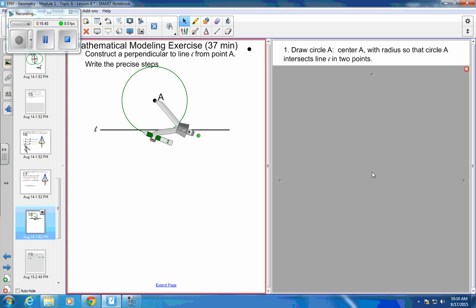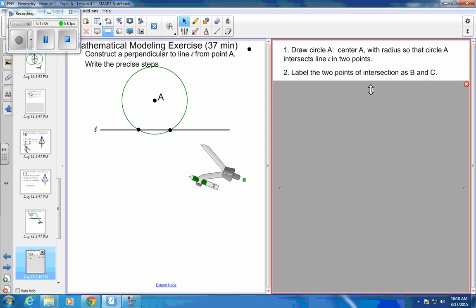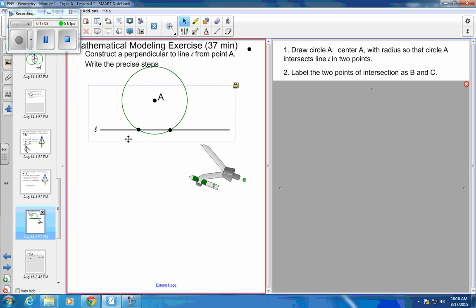And I'm going to draw my circle. Okay, the next step, as in every construction we've done, is to label our intersection points. So I'm going to take this point right here and label that one, and label this one. So step 2 is, in fact, label the two intersection points, and I'm going to label them B and C.